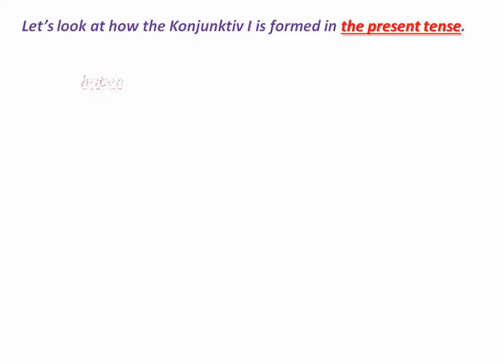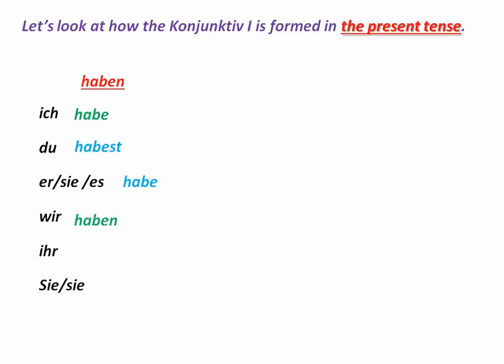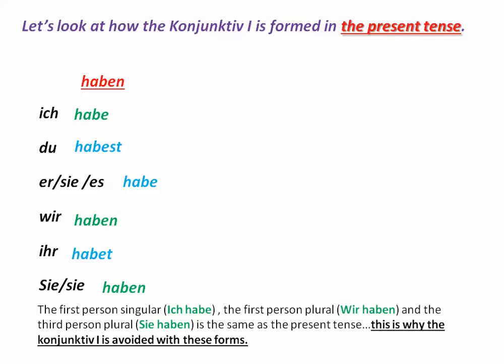So let's look at how it's formed in the present tense, and for example, we'll take the verb haben. Hopefully you're familiar with the present tense forms of haben, so you'll easily recognize the differences here. Ich habe, that's the same as the present tense. Du habest, that's very different. In the present tense, it's du hast. Er hat in the present tense, but in the subjunctive I, it's er habe again. Wir haben, that's the same as the present tense. Ihr habet, that's different, and then sie haben.